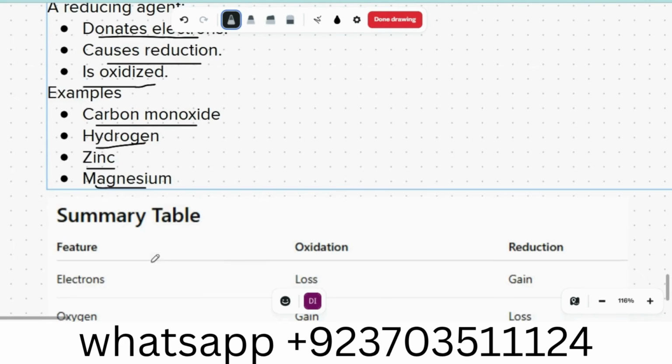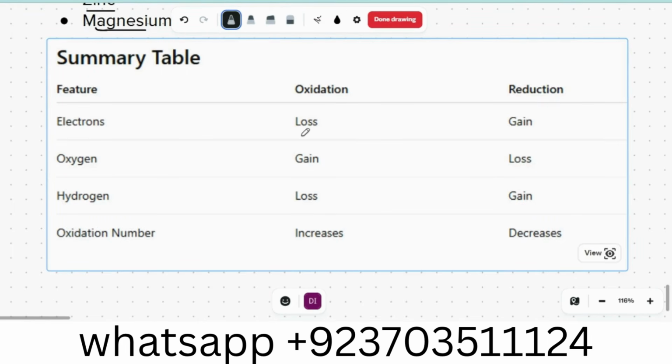Now we will summarize it. Oxidation is loss of electrons. Reduction is gain of electrons. In oxidation you gain oxygen, in reduction you lose oxygen. You lose hydrogen in oxidation, whereas you gain hydrogen in reduction. Oxidation number increases in oxidation, whereas in reduction it decreases.